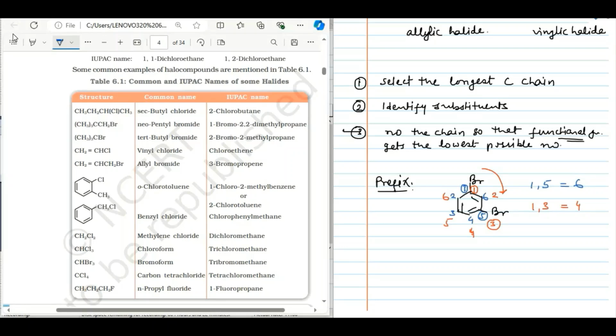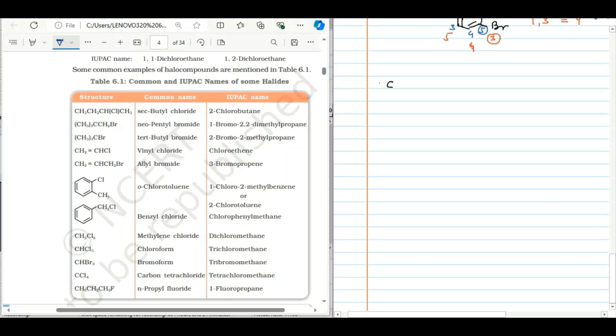Now let's practice these examples. CH3, CH2, CH, Cl, CH3. When you expand this structure, you will get CH3, CH2, CH. Here Cl is bonded to CH and it is bonded with CH3. Now select the longest carbon chain which contains your functional group Cl. So this is the longest carbon chain.